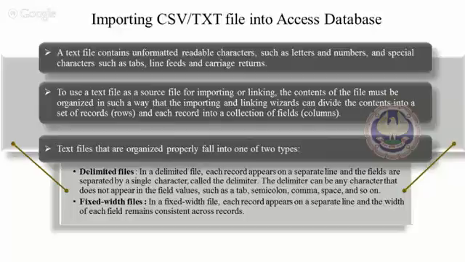Text files that are organized properly fall into one of the two types, the delimited files and the fixed width files. In a delimited file, each record appears on a separate line and the fields are separated by a single character called the delimiter. The delimiter can be any character that does not appear in the field values, such as the tab, semicolon, comma, space, and so on. In fixed width files, each record appears on a separate line and the width of each field remains consistent across the different records.